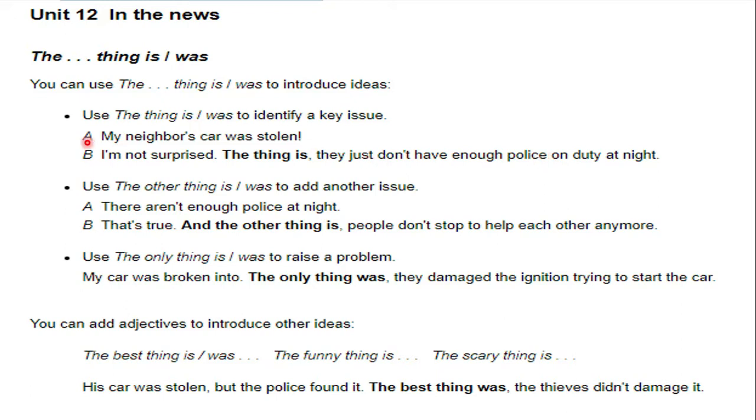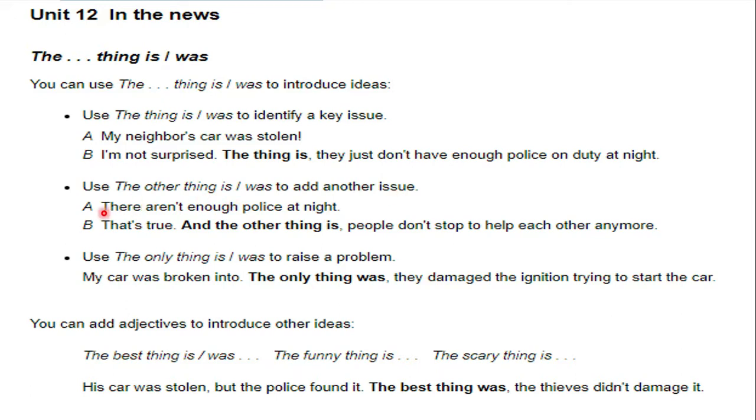¿Ya? Okay? The second one is the other thing is, or the other thing was. Yeah, you can use it in the present or in the past. So that's why we are using is or was. The other thing is or the other thing was to add another issue. Es decir, para añadir otro problema en una conversación.